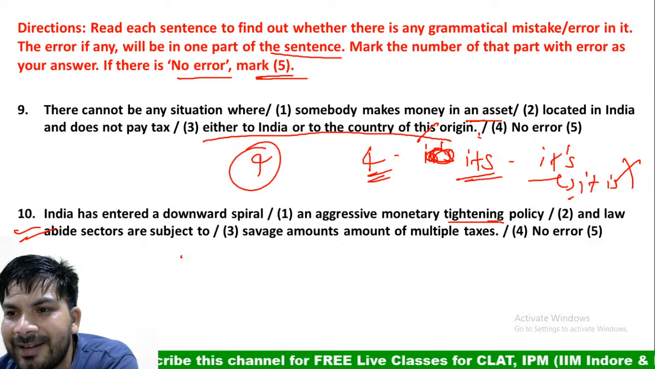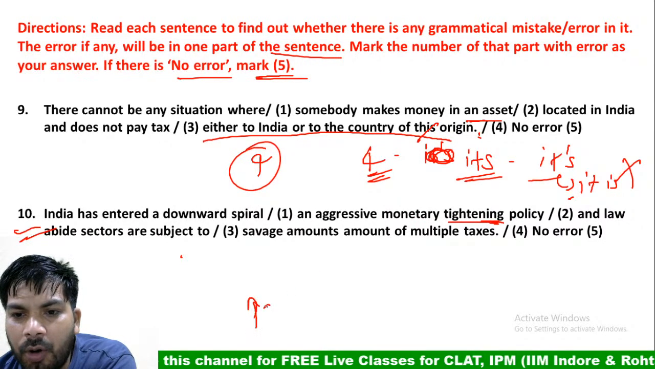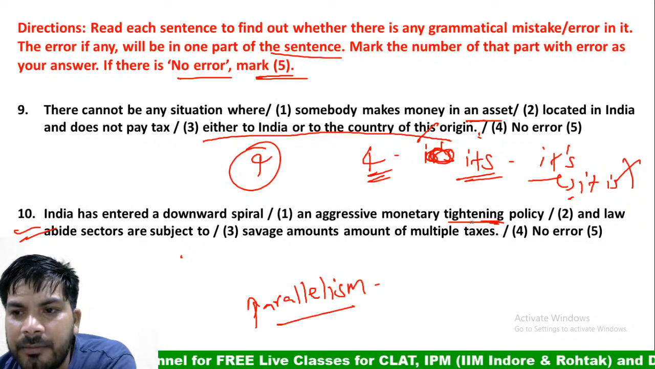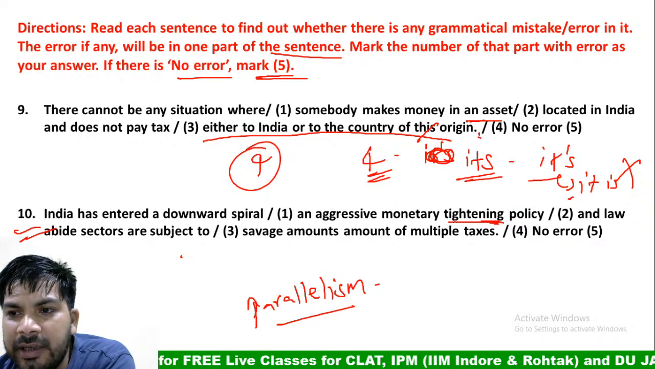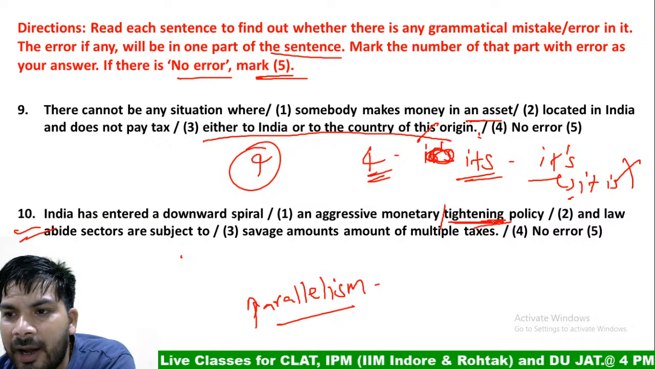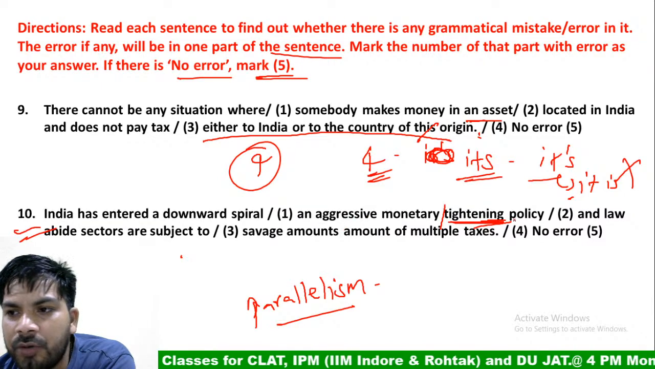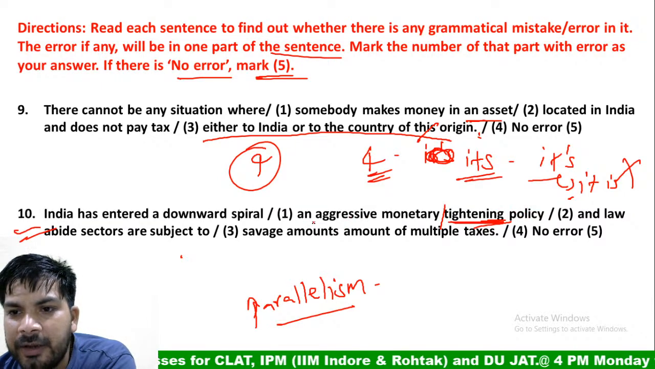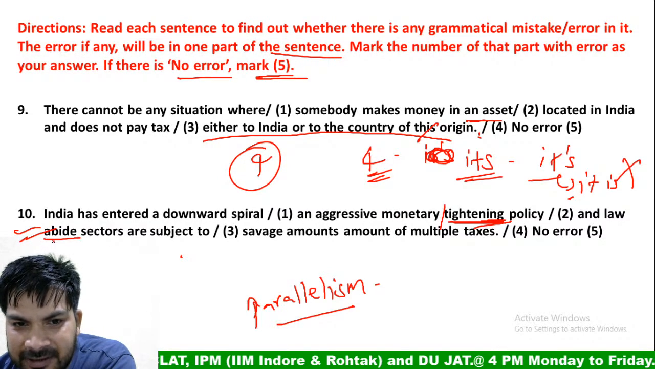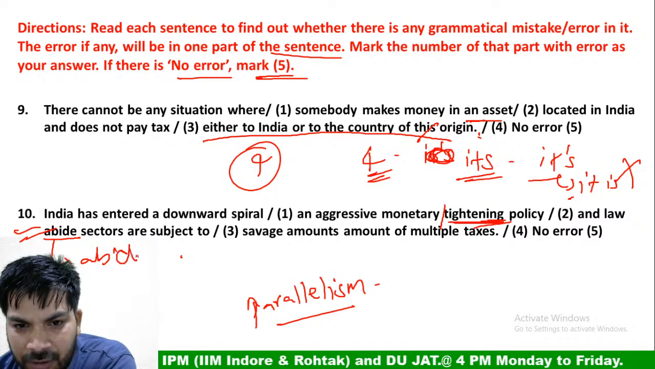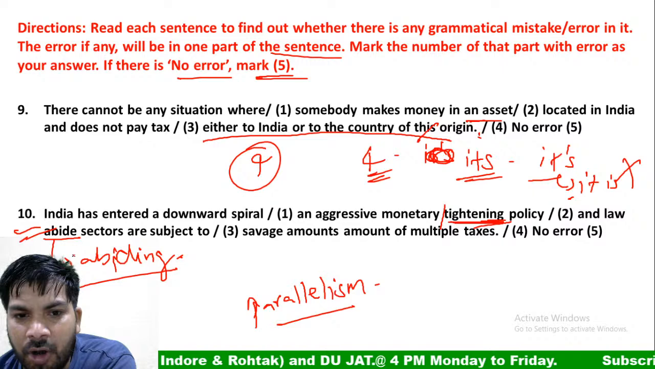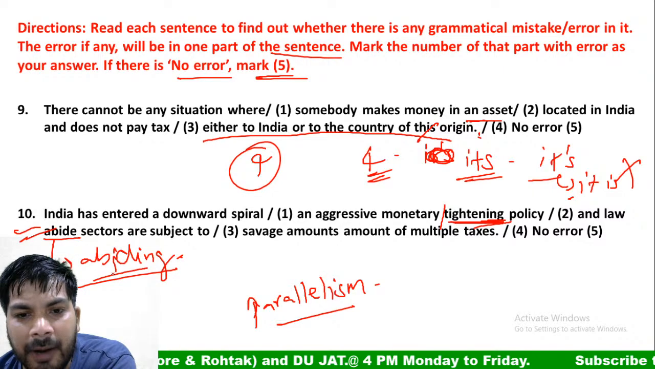So here there is an ing format out here. I had already taught you about parallelism, ladies and gentlemen. In parallelism, all the nouns and all the verbs should be in the same form. So if tightening is in this form ing, the next verb should also be in this particular form. So aggressive monetary tightening policy and the law abide sectors, it should be abiding sectors. All the verbs should be in the same form. Tightening policy and law abide sectors or abiding? Abiding is the right answer.